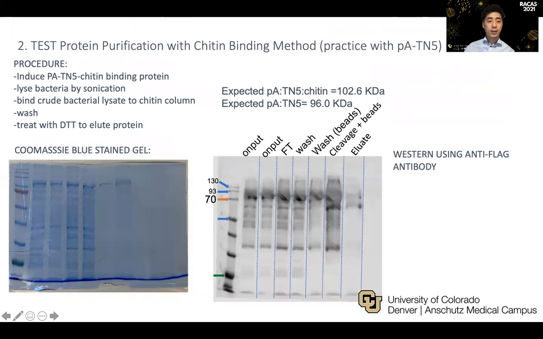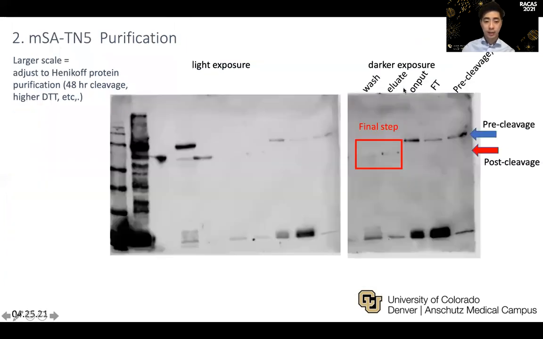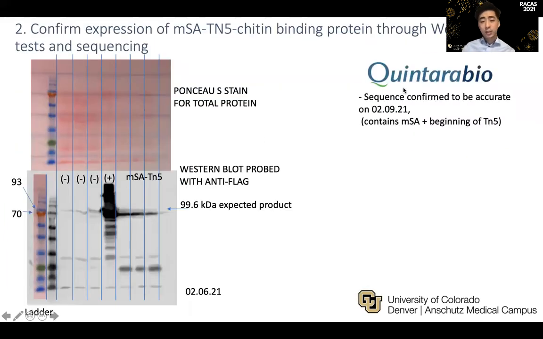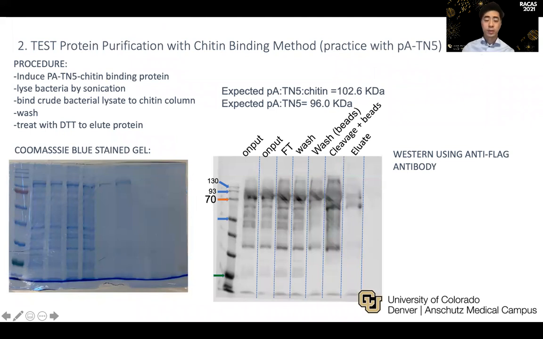Okay, so now is really the test for trying to purify the protein and isolate it through the chitin binding method. Before we even practice with the real monomeric streptavidin that we were able to make previously, I practiced with PATN5, which is the protein ATN5 version that we purchased. There are several steps: you induce PATN5, lyse the cells, extract the clear lysate, treat it with DTT, and elute it.